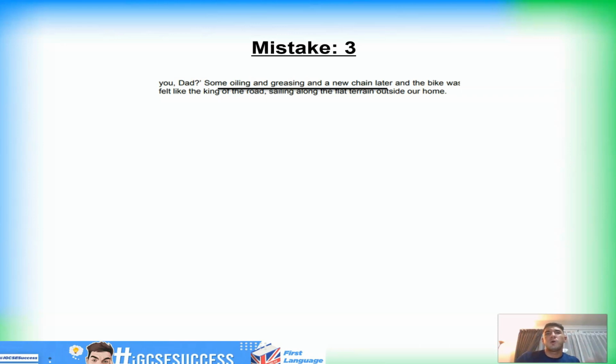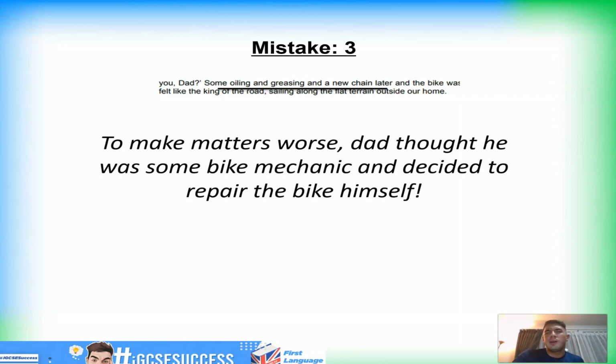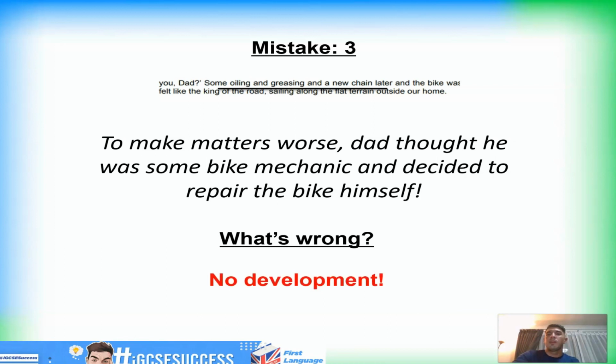So, some oiling and greasing and a new chain later. To make matters worse, Dad thought he was some bike mechanic and decided to repair the bike himself. I mean, anything wrong with that? I'll give you 5 seconds thinking time. There is no development. Now, how can we improve that?